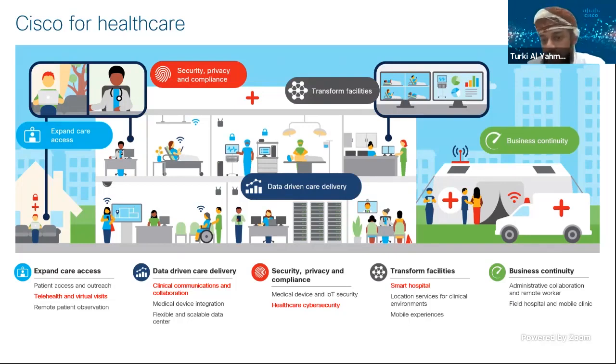There's another two use cases in the business continuity where we talk about administrative collaboration and remote worker, field hospital, and mobile clinic. You can see I had highlighted in red 4 use cases in here. I will start with telehealth, where there's a huge demand, and virtual visit. Then I will move to the communication solutions between the clinical teams and collaboration. The third one will be healthcare and cybersecurity. Then we'll talk in the last about smart hospitals. I hope you will enjoy those sessions, guys.